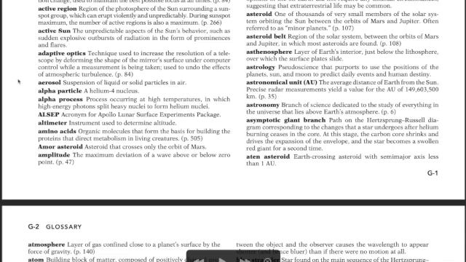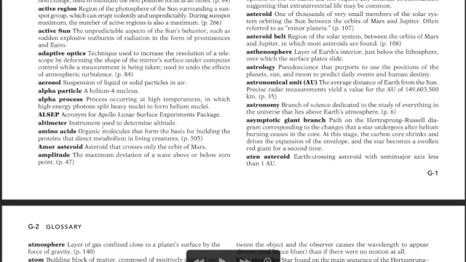Alpha particle. This is the main constituent of what? Radioactive decay. So an alpha particle is a helium nucleus, which has two protons and two neutrons. Okay, alpha particle. It has double the charge of a positive proton. Alpha process: the process occurring at high temperature, in which high energy photons split heavy nuclei to form helium nuclei. This is what? Nuclear fission.